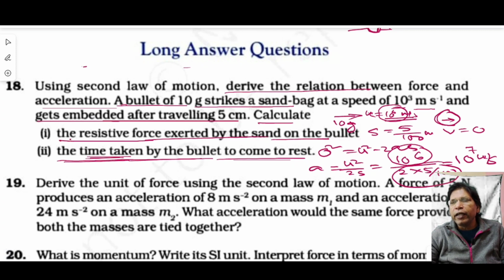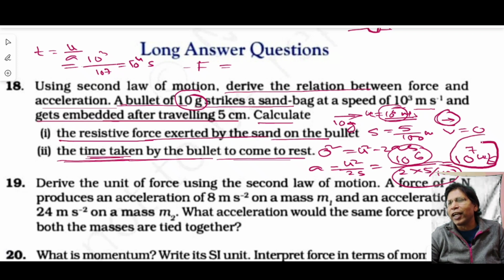So time taken t equals initial velocity divided by acceleration. Now what is the initial velocity? Initial velocity is 10 to the power 3, acceleration is 10 to the power 7, so time taken is 10 to the power minus 4 second. Now what is the resistive force? Look at this, resistive force is mass into acceleration. What is the acceleration?